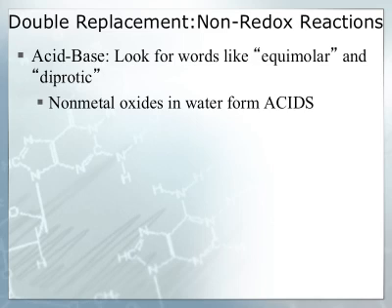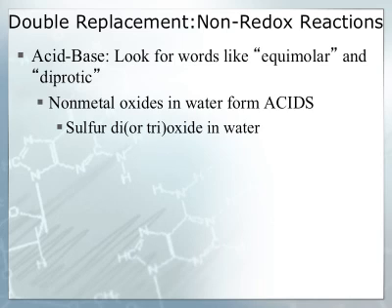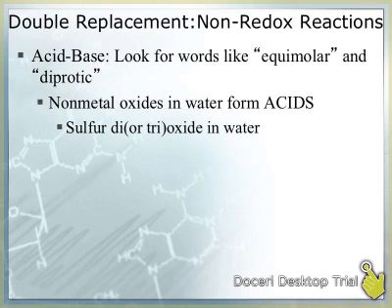So if we have an oxide, like carbon dioxide, that's a non-metal oxide, correct? If you mix it with water, you should be forming an acid. Okay? So let's do an example. Let's do sulfur dioxide, or we could do trioxide, in water. If I go to write out a chemical equation for this, I'm going to write what sulfur dioxide is. What is sulfur dioxide? SO2. So I'm going to write SO2.